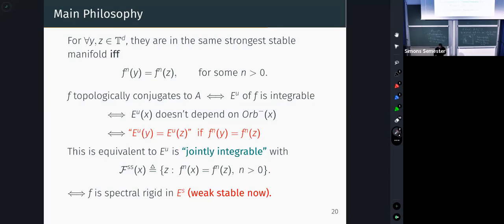And notice, in this part, unlike that for Anosov diffeomorphisms, the proof only needs F to be C1. You don't even need C1 plus alpha. But for the other side, you need it. Okay, that's some simple proof. And you can see it's very similar, the same philosophy as the first and second lecture.